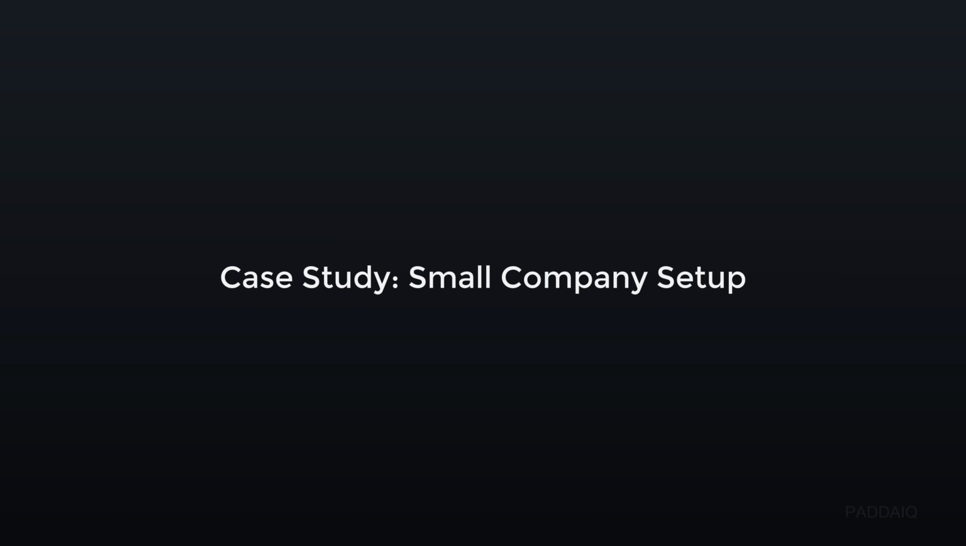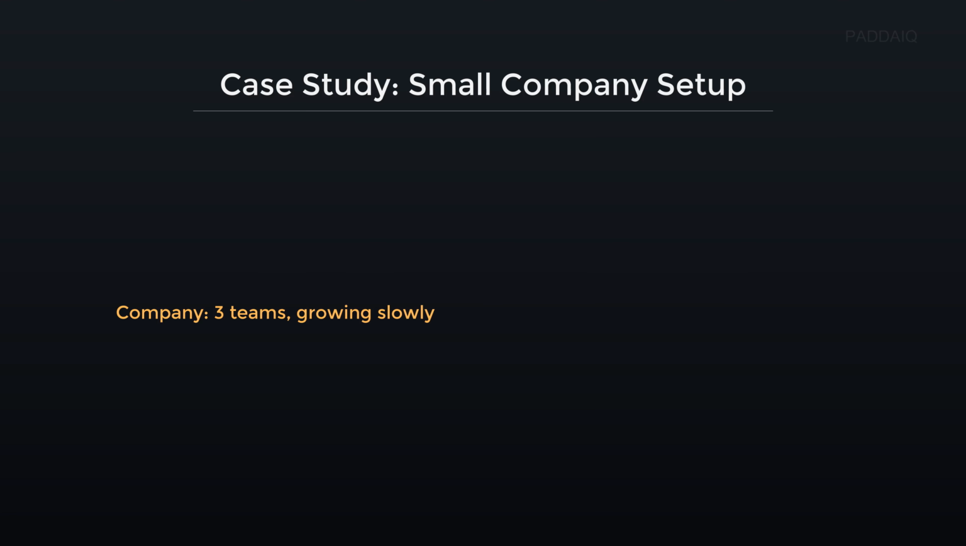Case study: small company setup. Company, 3 teams, growing slowly. This means the business has 3 distinct departments and is expanding at a steady, manageable pace. For instance, a local bakery might have teams for baking, sales, and delivery, gradually adding new products and customers. This controlled growth allows for careful, scalable technology adoption on SAP BTP.